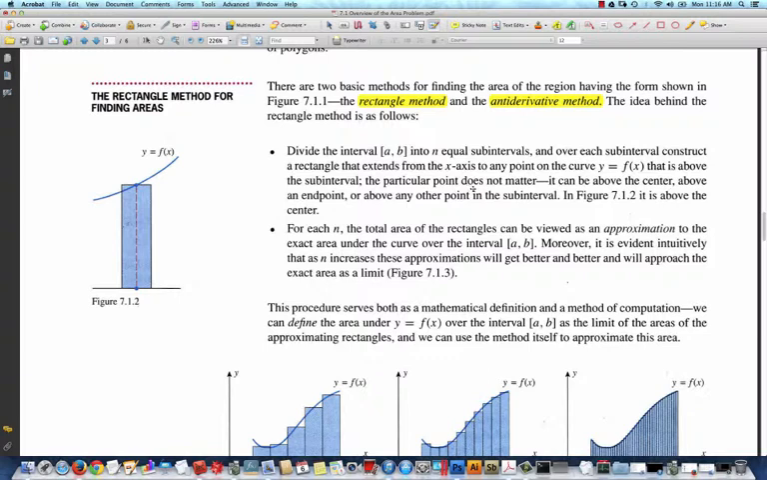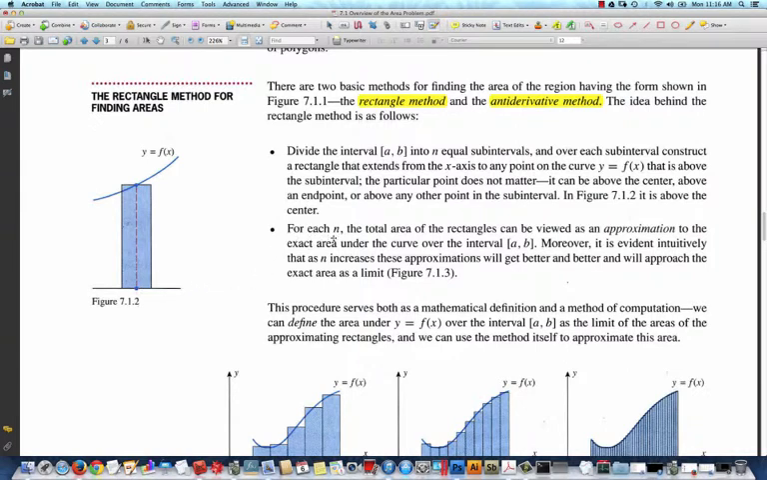The particular point does not matter. It can be above the center, above an endpoint, or above any other point on the subinterval. In figure 7.1.2, it's above the center. Here's a rectangle formed, here's a point sampled, and there's the value. So we would take the height of this rectangle, multiply it by its width, and that would give us an area approximation for this part of the subinterval right here.